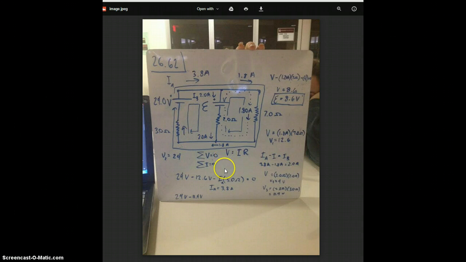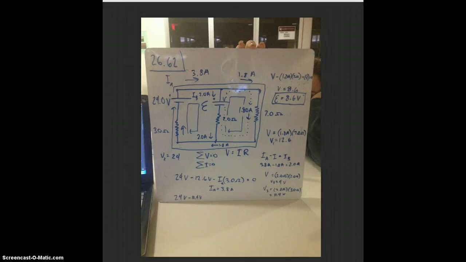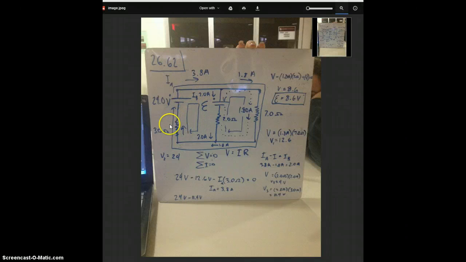Now I'm confused. Why is this 12.6 here? Okay, I figured out what I was doing wrong. I didn't do this loop first. I did the whole thing around first. In that case, there's this 24 volt difference, there's a current going through this resistor, and then there's a current going through this resistor, and those two are differences. That makes more sense. I was trying to figure out how this was connected over here, but it's not. It's this whole big square.